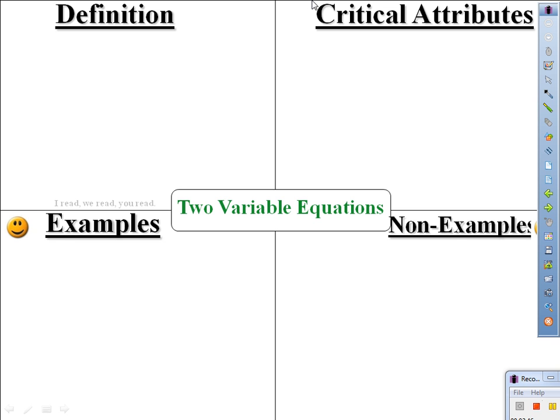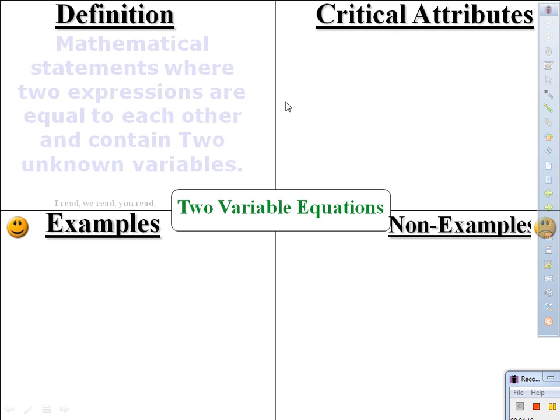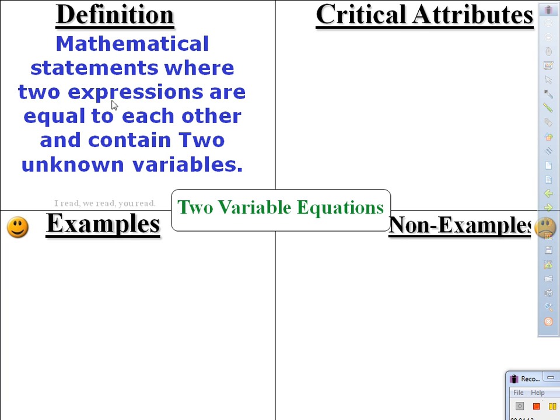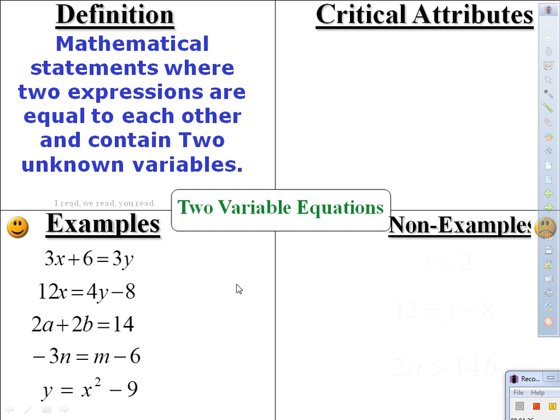I heard the same thing, but with two variables, right? So write that down, please. Exactly what you said: mathematical statements where two expressions are equal to each other and contain two unknown variables. Man, you guys are pretty good. Copy that, please. Also, I'm going to give you some examples and some non-examples. Once you're done copying, I'll go over this according to the definition so we can compare those.